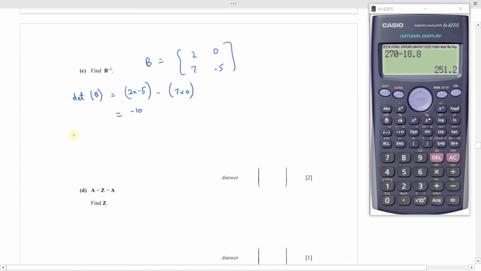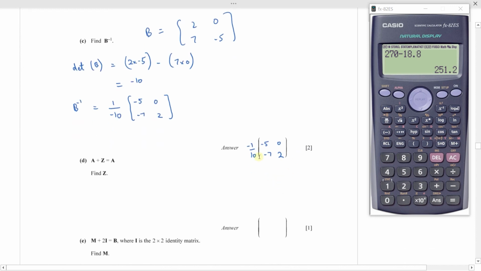And then your B inverse will be 1 over the determinant, which is 1 over minus 10, into the adjugate of B. So the adjugate of B: you swap the places of these two, so this will become minus 5 and 2. And then you change the signs of these two values. So 0 will remain 0, 7 will become minus 7. So this is minus 5, 0, minus 7 and 2. So you can write this as minus 1 over 10 multiplied by [-5, 0; -7, 2]. So this will be your B inverse.